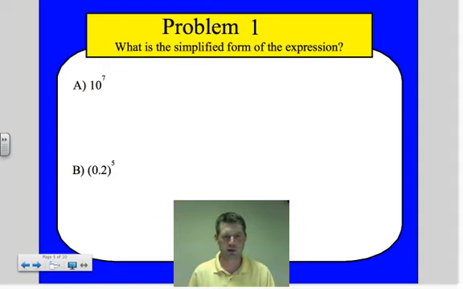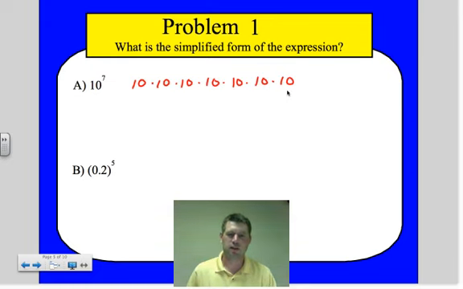Problem number 1 is saying, what is the simplified form of the expression? So we want 10 to the 7th here. We want to know what that's going to be. So we're going to take 10 times 10 times 10, and again, and again, and do one more time, right? There you go. 10 to the 7th. So there's a lot of times to write that out, but that's not really simplified form, as we'll discuss.